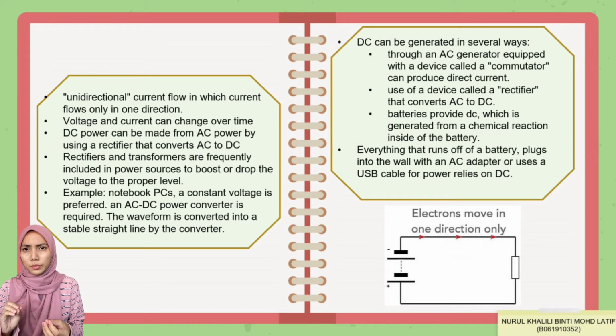Everything that runs off of a battery, plugs into the wall with an AC adapter, or uses a USB cable for power relies on DC. In fact, the battery will slowly lose its charge, meaning that the voltage will drop when the battery is used.